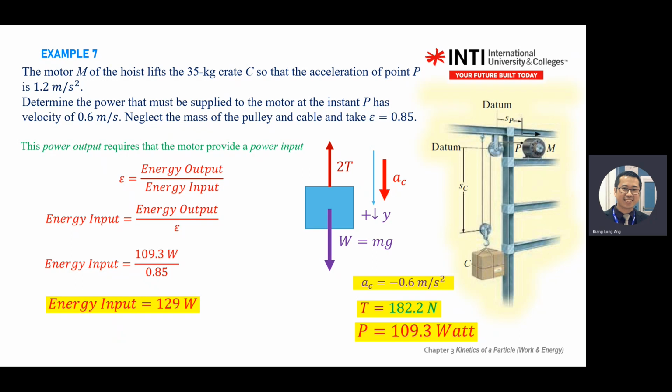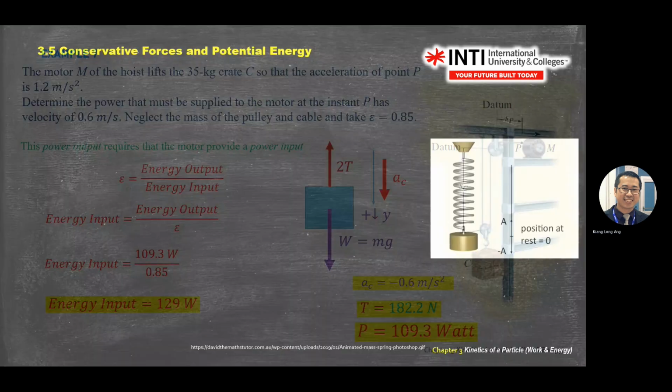Okay, efficiency is never more than 1. Maximum is 1, but you rarely get 100%. There is friction, there is a loss of energy, and so on.